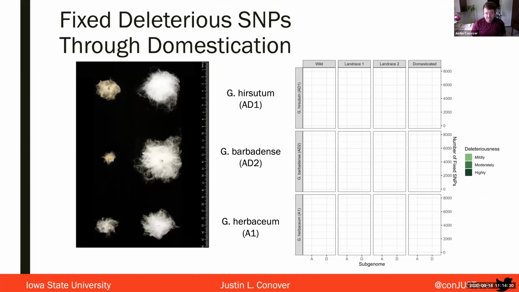Another great benefit of the Gossypium system is that there's been 4 different species that have been domesticated. 2 of them are diploids that were domesticated in Africa, and 2 of them are polyploids that were domesticated in the Americas. 3 of those species are shown here: Gossypium hirsutum 81, Gossypium barbadense 82, and Gossypium herbaceum A1. In the photo here on the left-hand side, you can see what the wild cotton seed looks like, and on the right, you can see what the domesticated cotton seed looks like. So there's been a lot of phenotypic change.